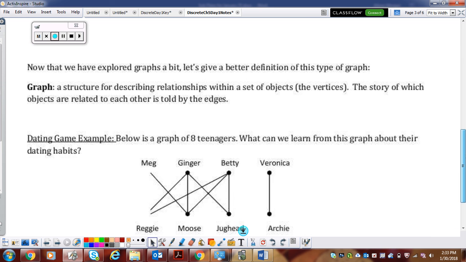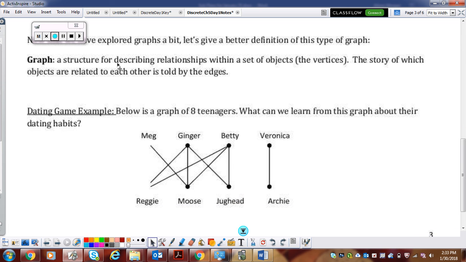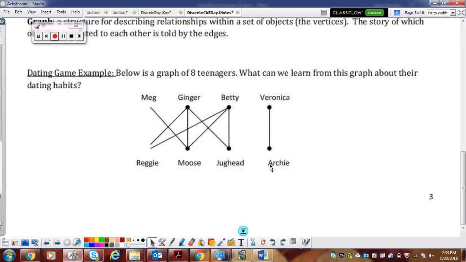All right, now that we have explored graphs a little bit, here's a definition. It's a structure for describing relationships within a set of objects, the vertices. It's a story of how things are related. Now here is a dating game example. Below are 8 teenagers. What can we learn from this graph about their dating habits? There's a lot of stuff that we can learn. If you notice, Veronica and Archie are by themselves. They only date each other. But then also Meg can date Moose, and also that's it.